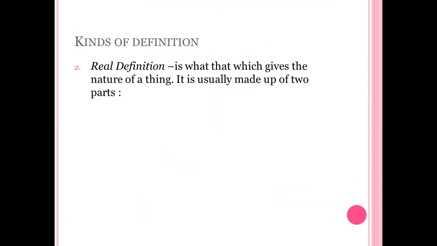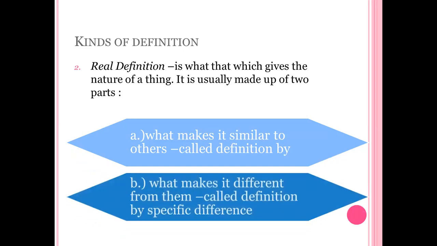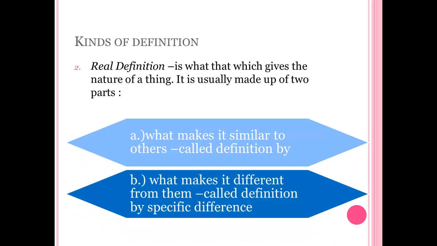So let's proceed to the second kind of definition, the real definition. And real definition is that which gives the nature of a thing. It is usually made up of two parts. So what makes it similar to others? It is called definition by genus, and also what makes it different from them, called definition by specific difference.